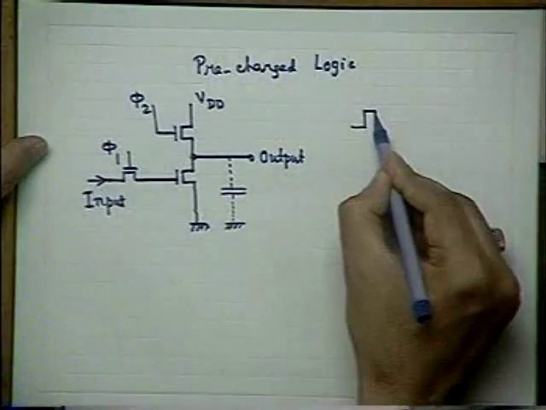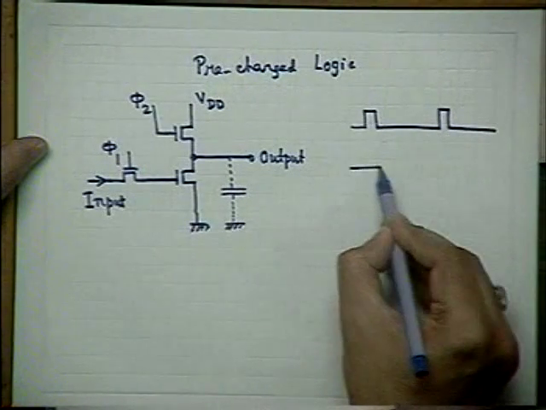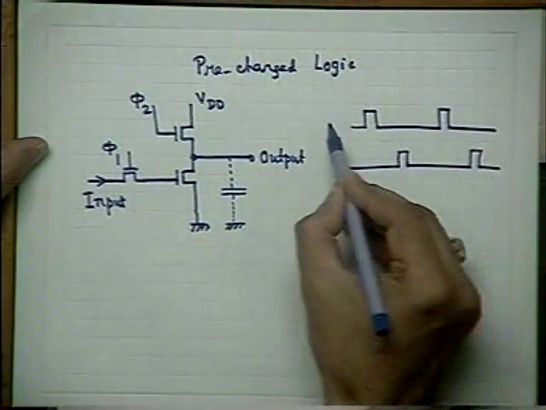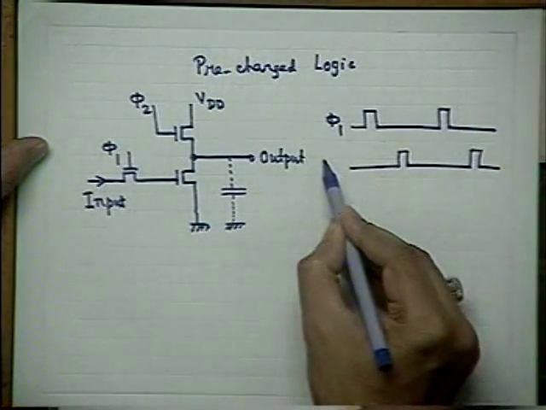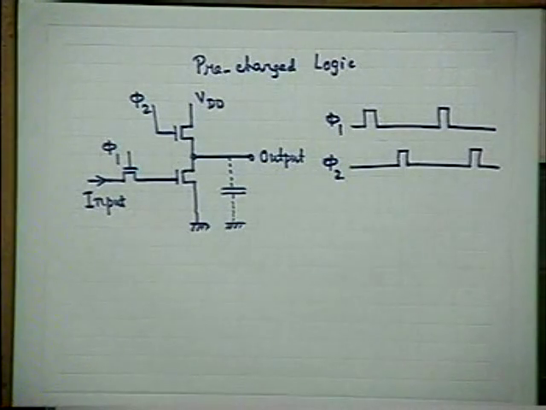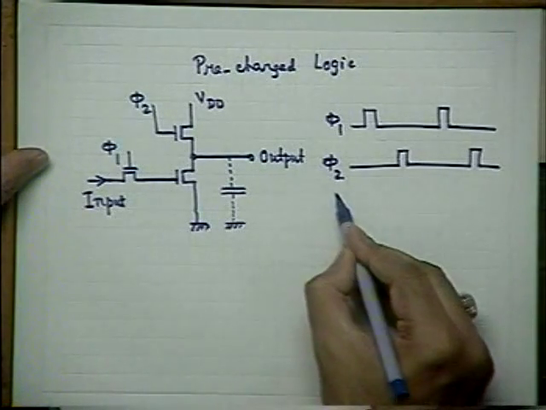As indicated earlier, these clock pulses are like this. So phi 1 and phi 2 are like this. Non-overlapping two-phase clock pulses.